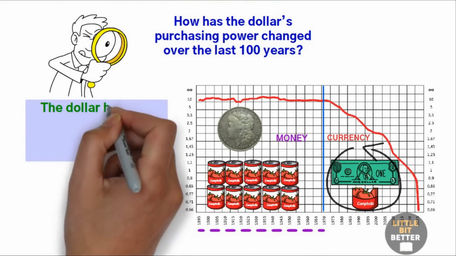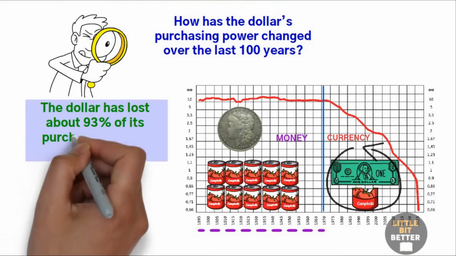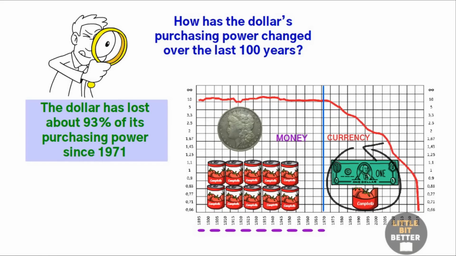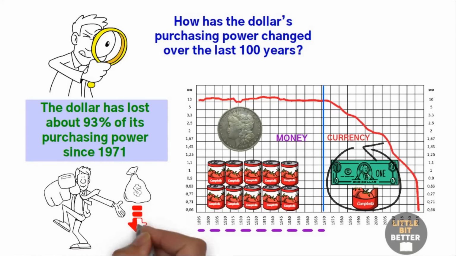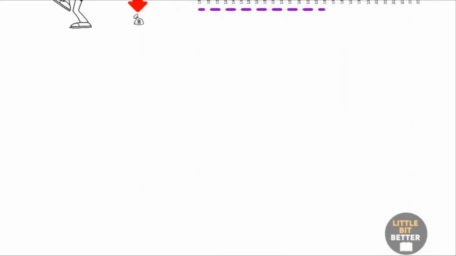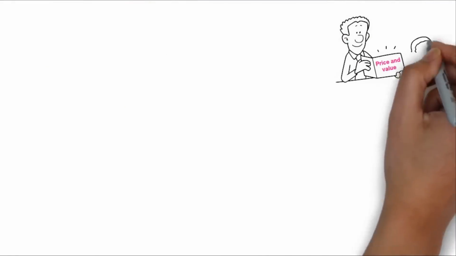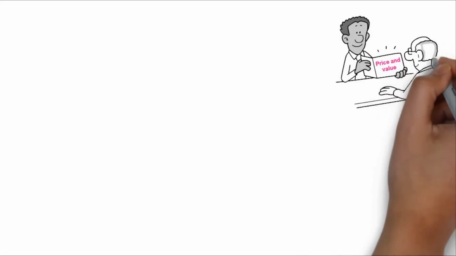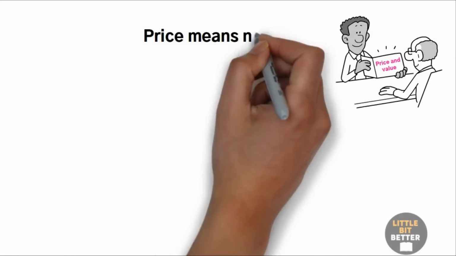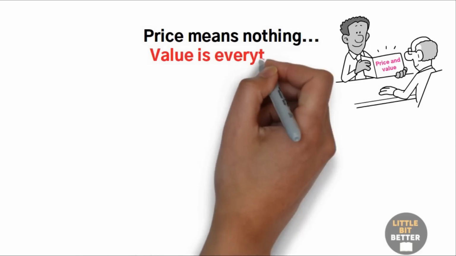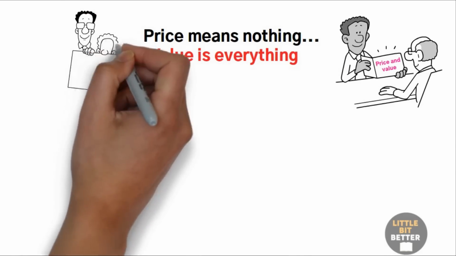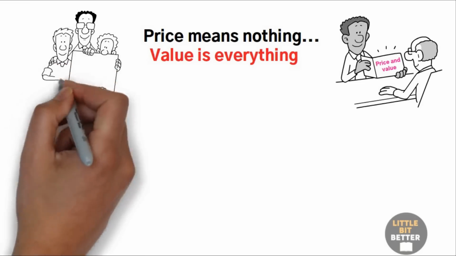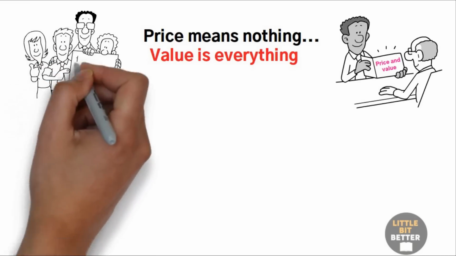The dollar has lost about 93% of its purchasing power since 1971. Again, it wasn't the soup that changed. It was the dollar. Another important concept you need to understand is the difference between price and value. Price means nothing. Value is everything. Though the concept may sound strange at first, this is another essential lesson that will help you decode the true nature of the financial world. It goes like this.